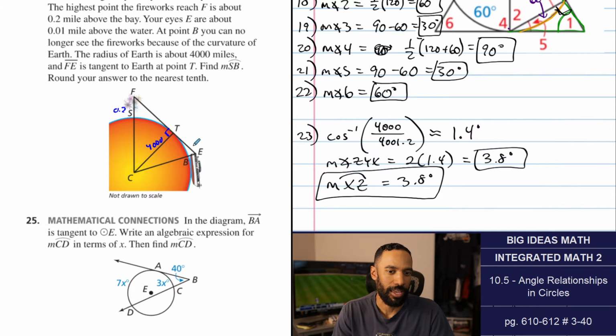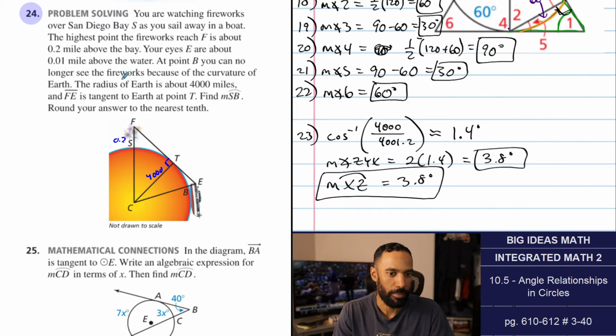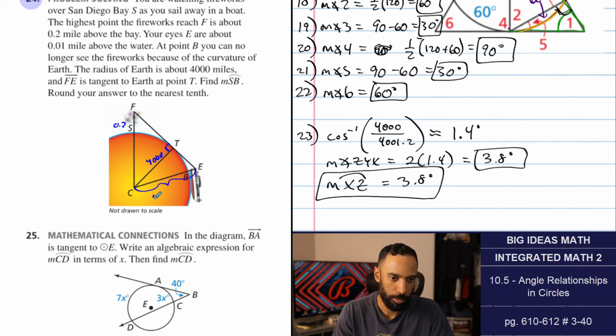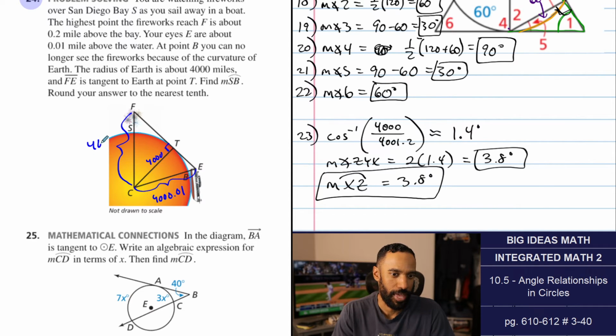So these are two different angles that we're going to be referring to. Remember, if this is 4,000, we get to add these little bits to them. I just have to emphasize what these lengths are going to be. This is the hypotenuse of this triangle here, and this will be 4,000.01. And in another triangle, this will be 4,000.2. These are hypotenuses of right triangles with that leg of 4,000.